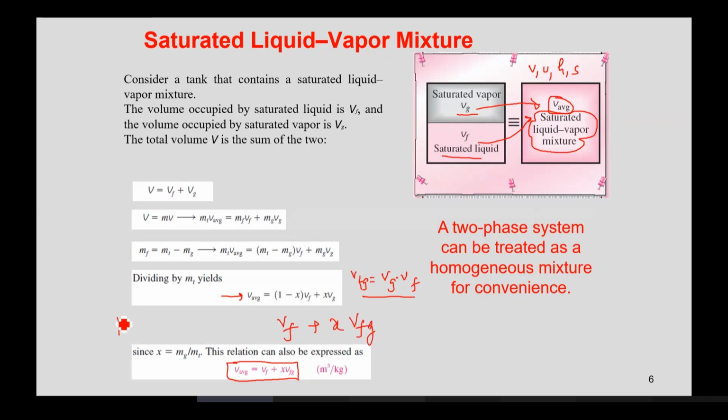Now, if you have a specific pressure, Vf would be constant, Vfg would be constant. Only the change in x value would help you determine the relevant average specific volume for this mixture. Or if you use hf and hfg, it would give you the average enthalpy value. Or if you're using internal energy, uf and ufg, it would give you the average internal energy value. So any average property of a system can be expressed in terms of Vf, Vfg, and x that determines the amount of saturated vapor and saturated liquid in the system.